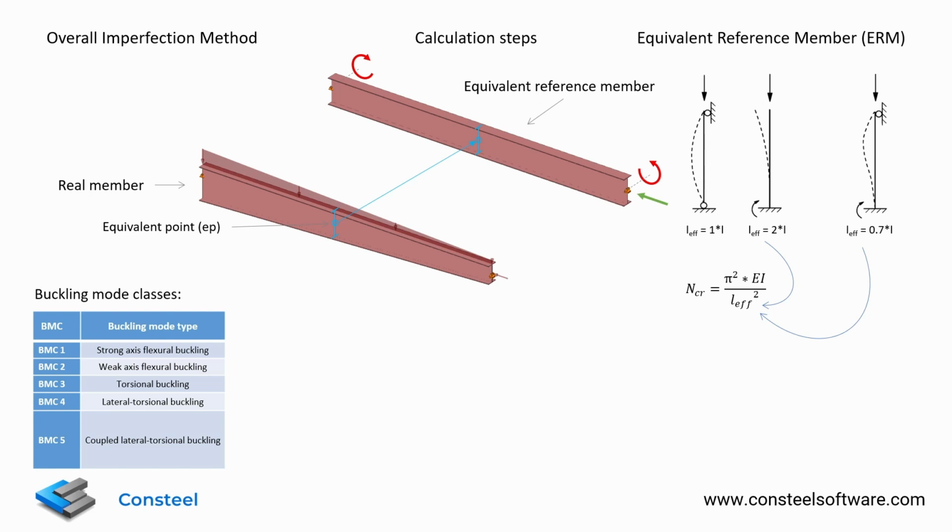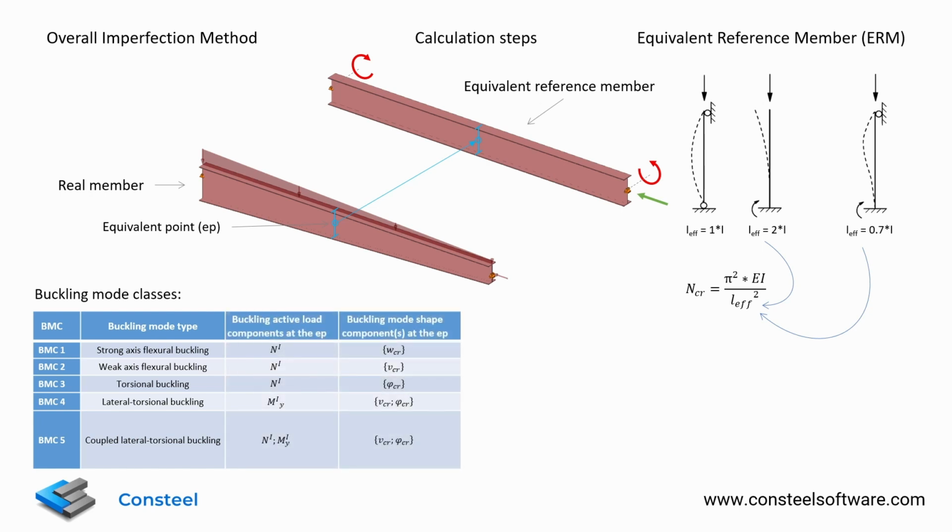The buckling mode class is chosen based on the load effect and the buckling mode shape components at the equivalent point. The last thing we need to define for the equivalent reference member is the equivalent length.